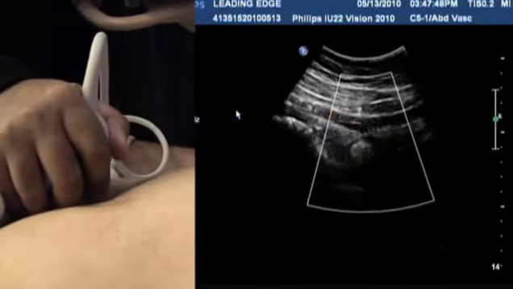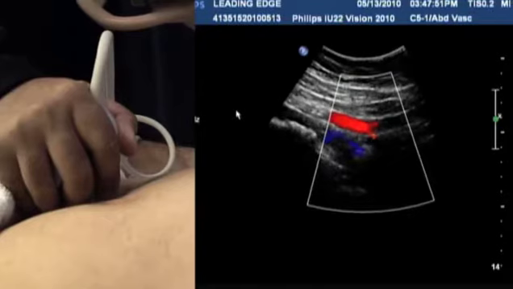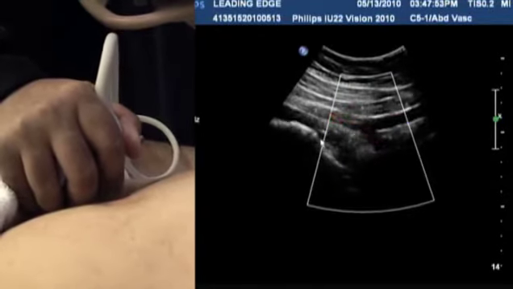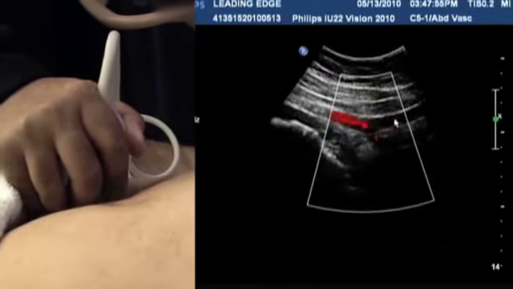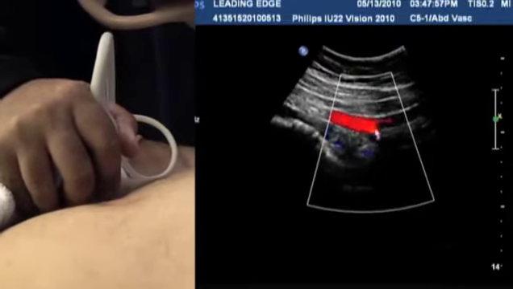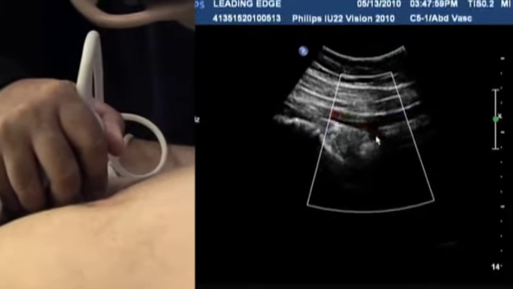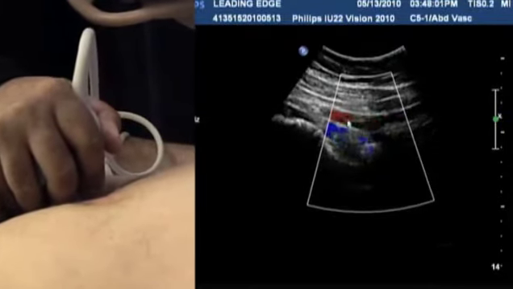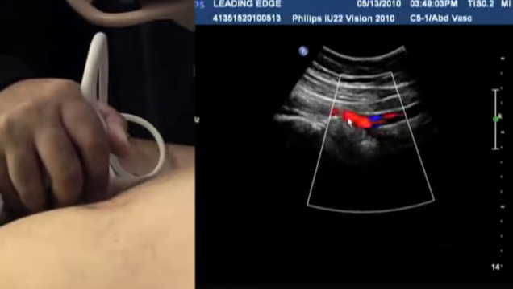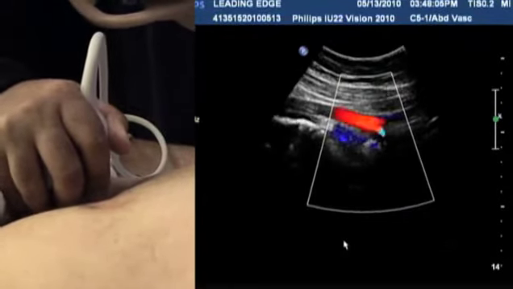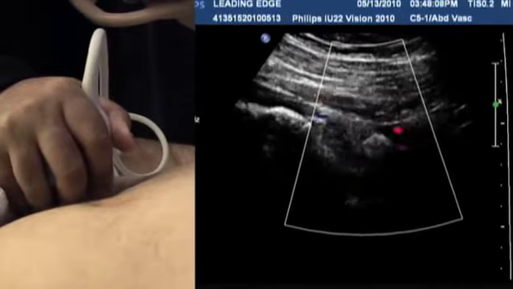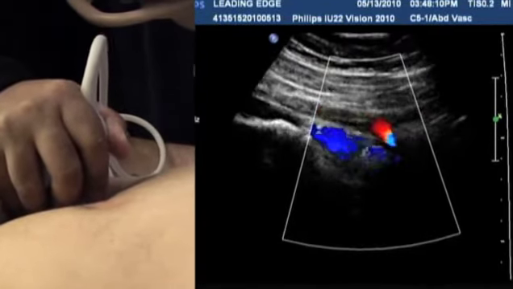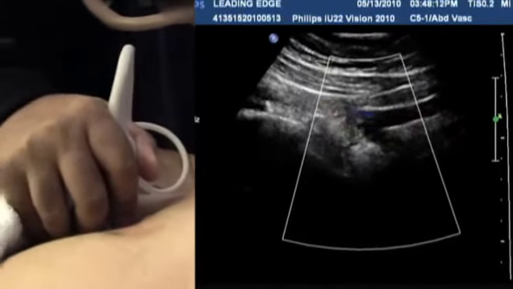There really is no external landmark. The landmark really is a sonographic landmark. And here we go. Here is the external iliac artery. This is the hypogastric or internal iliac artery. And here we see the common iliac artery here. Let me just magnify that image a little bit so we can display that just a little bit better.